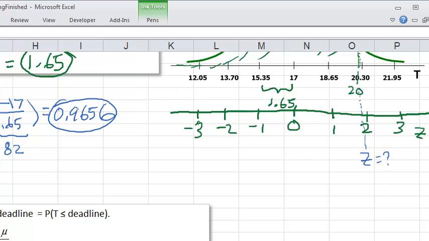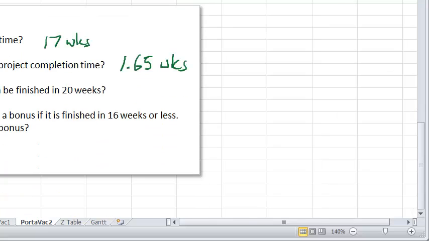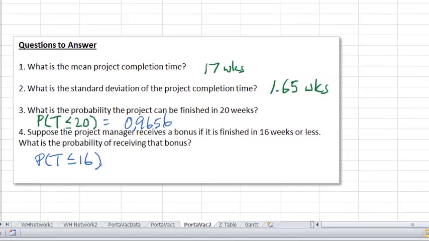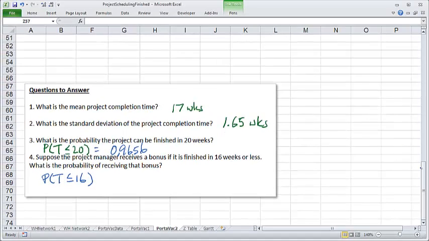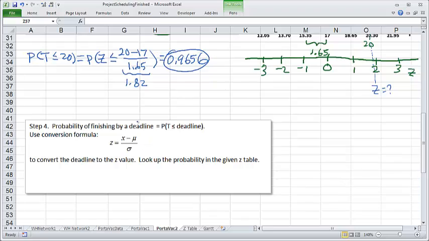Okay, now let's take a look at the next question. The last question. So here we already have 0.9656. Here it says, you're going to receive a bonus if you finish extra early, that is in 16 weeks or less. So here we want to know what is the probability of finishing within 16 weeks. Okay, so again, let's do this conversion.